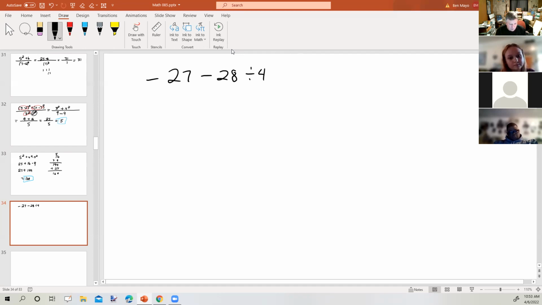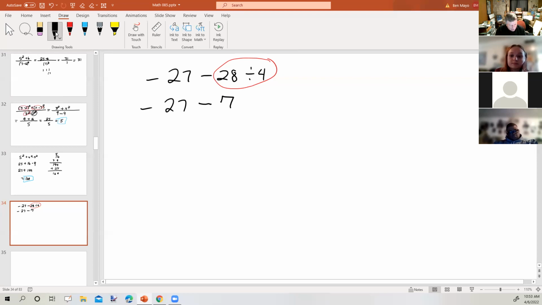So we've got a negative 27, we've got a subtraction sign and a division sign. What would we do first? The division. So that's negative 27 minus, well, what's 28 divided by 4? That should be 7. Now I've got negative 27 minus 7. And if you can look at it and go, oh, that's negative 34, you write the answer and walk away with a big smile on your face.